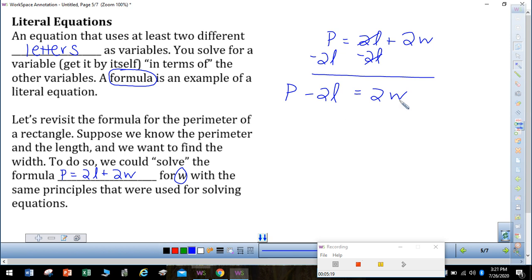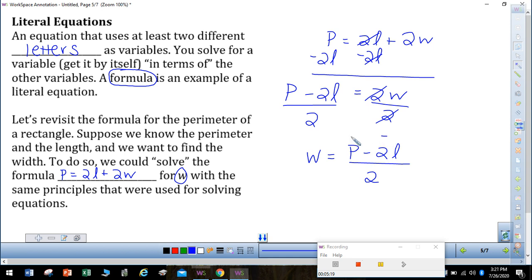Now the last thing that we need to do to get W by itself: W is being multiplied by 2, so we want to undo that multiplication. We'll go ahead and divide both sides by 2. And that's it. If we want to rewrite our answer a little nicer, we could move the W in front and just recopy over P minus 2L, all divided by 2.